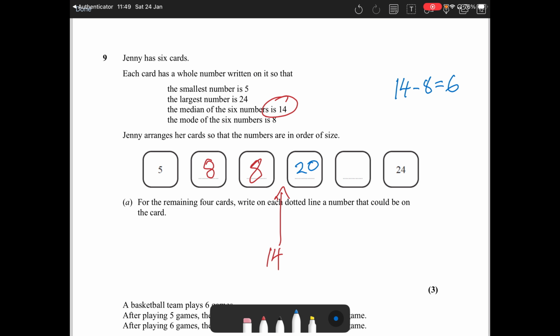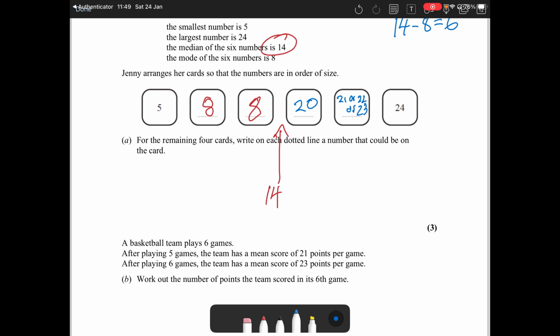It has to be 21, 22, or 23. You do have a choice of these 3 numbers. Okay, that's A. Looking at my mark scheme in front of me, it says you get 1 mark for a list with a median of 14 or a mode of 8, or the 3rd and 4th card having a sum of 28.